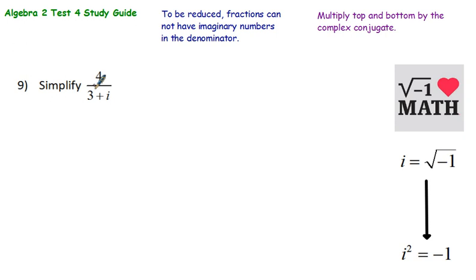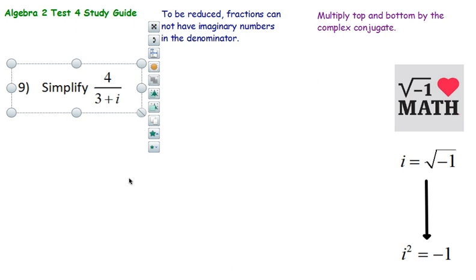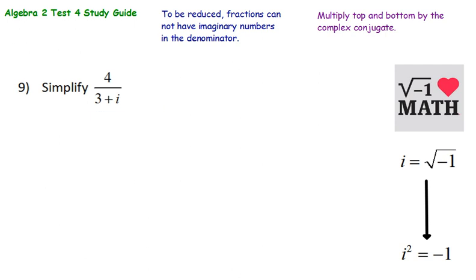Now you notice some notes I put in up here at the top. To be reduced, fractions cannot have an imaginary number in the denominator. So what we want to do is reduce this fraction and get the i out of the bottom. At the top right corner, you'll see something that says multiply top and bottom by the complex conjugate. What that means is that we're basically going to multiply by the opposite, because we want to get rid of the i on the bottom. The opposite of a positive i would be a negative i. But what you do to one, you've got to do to the other, so we have to distribute on the top as well.